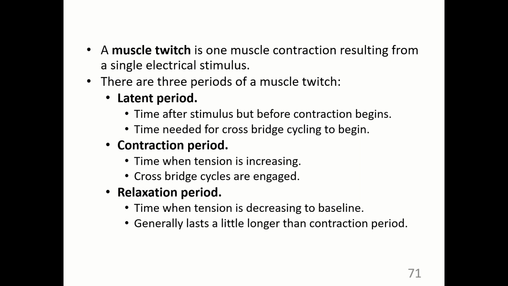So once the cross-bridge cycling begins, then we have the contraction period. This is the time when tension is increasing and the cross-bridge cycles are engaged. So the myofilaments are sliding across one another. The relaxation period is the time when the tension is decreasing back to the baseline. It generally lasts a little longer than the contraction period.